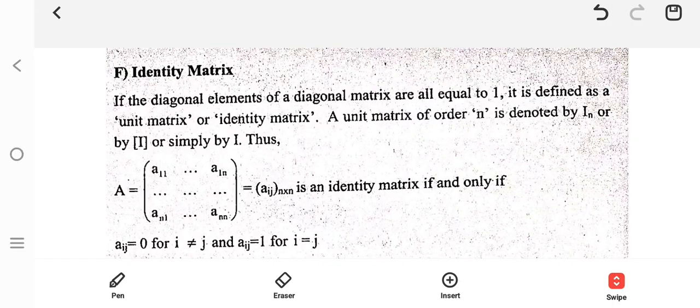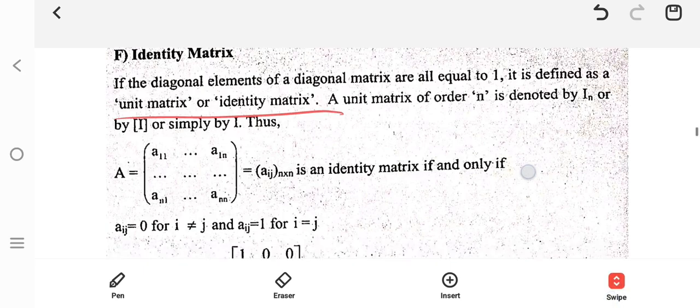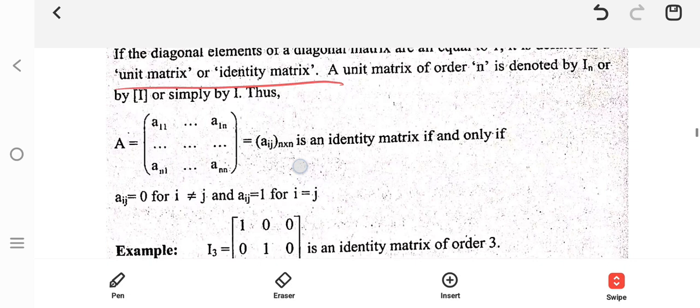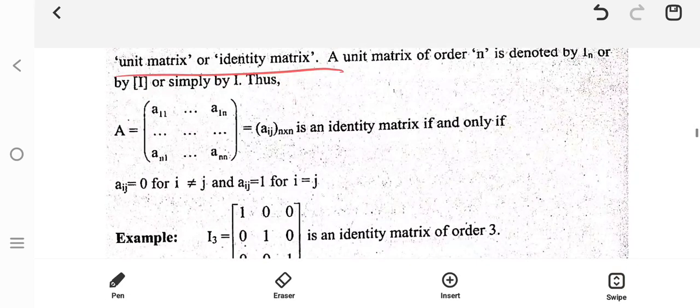Identity matrix. So if the diagonal elements of a diagonal matrix are all equal to 1, it is defined as a unit matrix or identity matrix. So a unit matrix of order n is denoted by In or I in brackets, or simply by I. Thus, this A is our matrix. We can write it as follows.